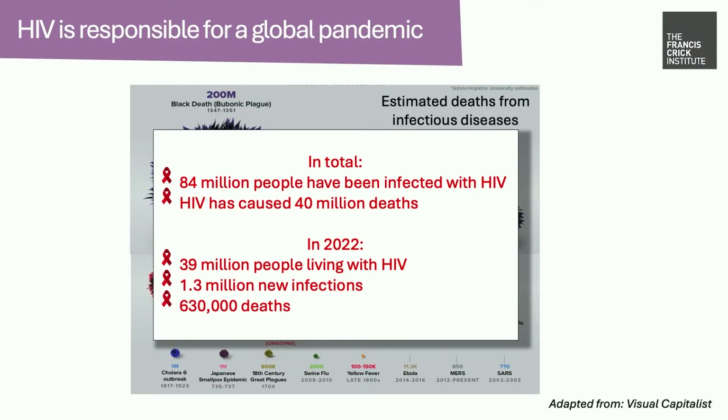But probably one of the most worrying numbers on that slide is that there are still millions of new infections. In the latest data that we have, in 2022, there were 1.3 million new infections of HIV. You can do the maths there and see that the number of people living with HIV is actually increasing year on year. So when did we first become aware of HIV and AIDS?